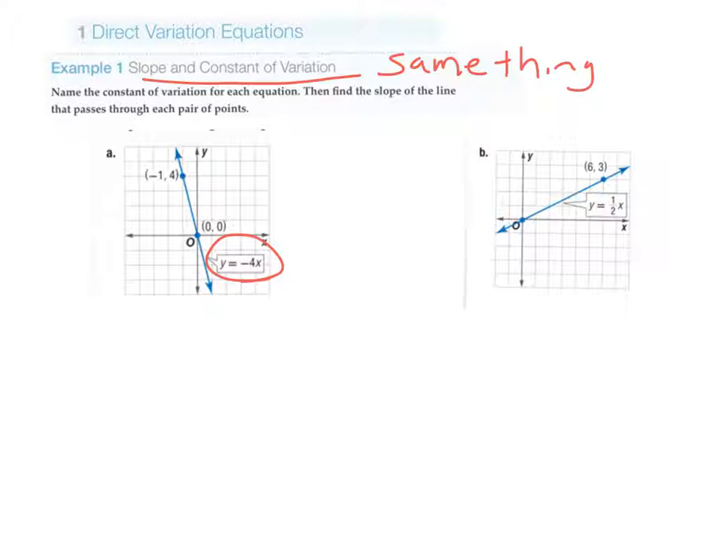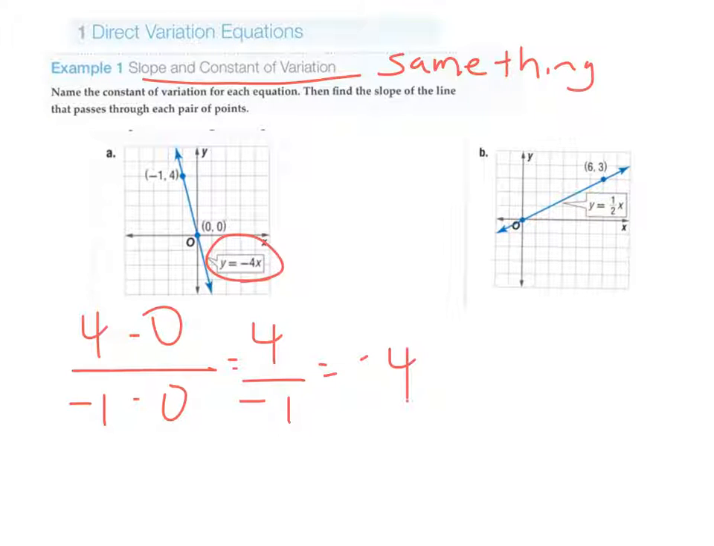So let's prove that. If I take 4 minus 0, that's my y change, and then I go -4 minus 0, I get 4 over -1, which is -4. But if you look right here, it's also given. So our direct variation and slope is the exact same thing. So our answer in this case is -4.